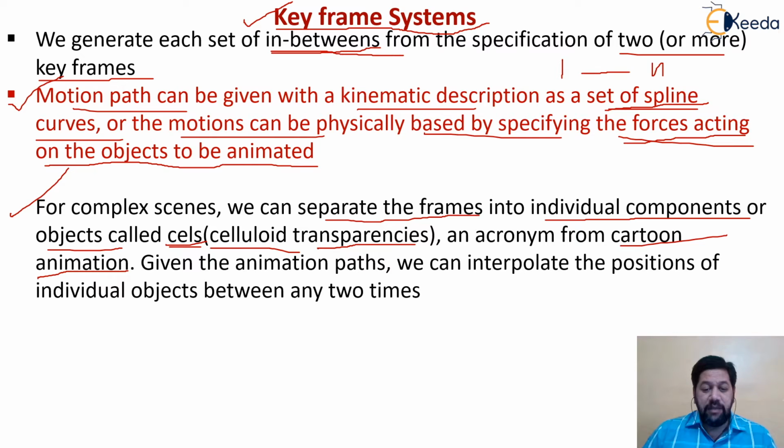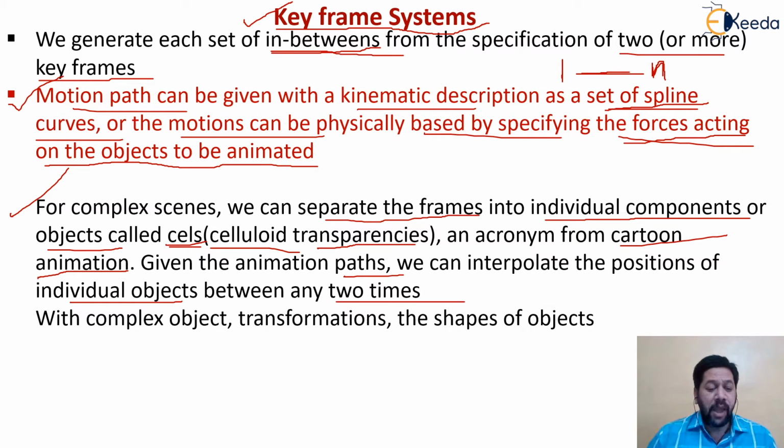Now, given the animation path, we can interpolate the position of the individual object between any two times. As I said, this is my starting keyframe and this is my end keyframe, or second keyframe. In between, I have to add frames. If I move these frames from 1 to n by adding in-between actions or forces, I will feel that it becomes an animation, or a motion picture. That is what we are considering: we can interpolate the position of the individual object between any two times.